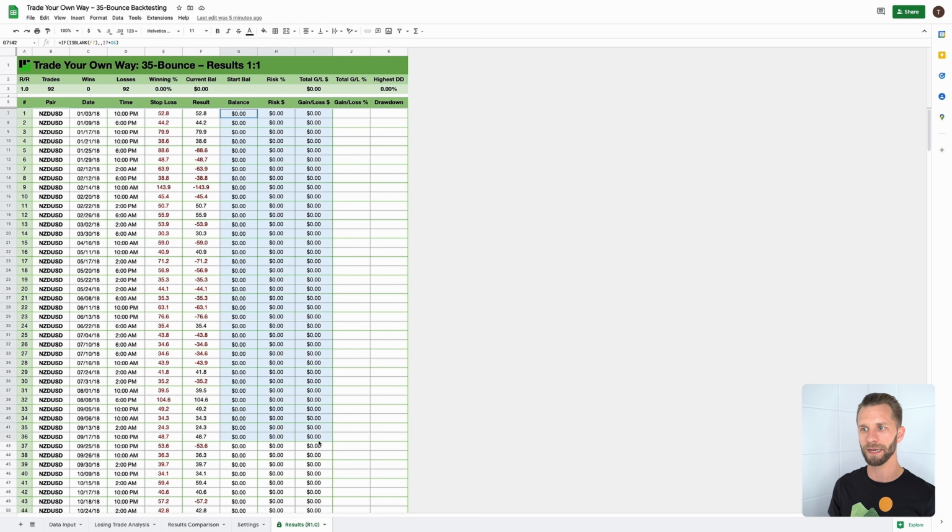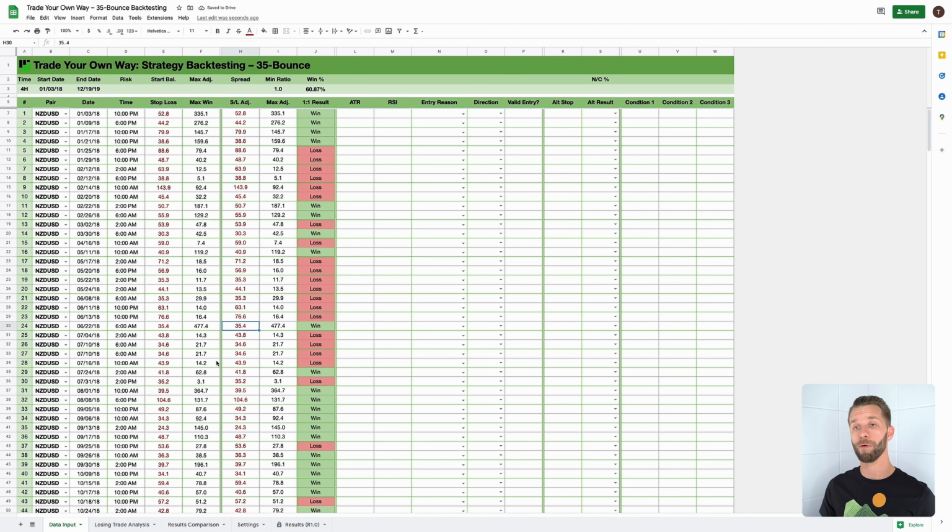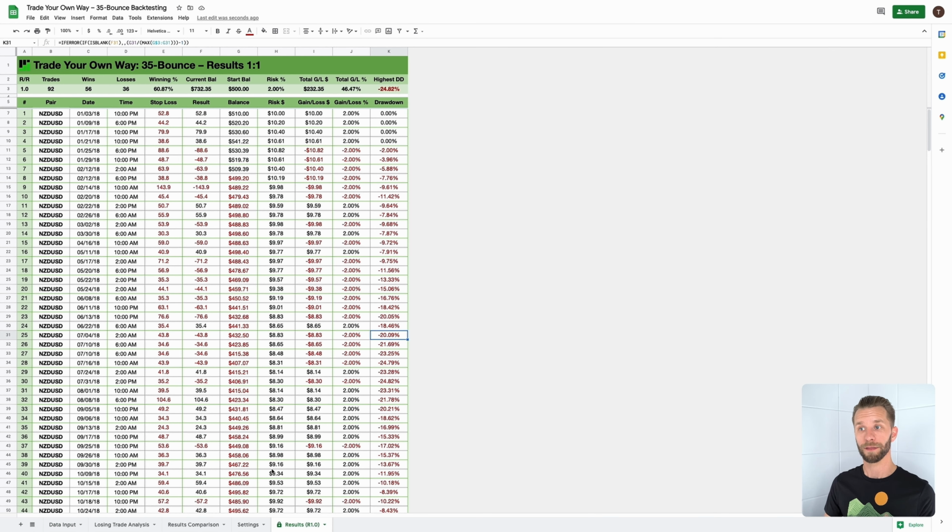And we can't actually see any difference happening here because we have no balance and therefore no risk and no gain and loss. So while it's calculating out our winning and losing trades, we need to tell it that we are trading with X amount of money and risking X amount per trade. So if we go back to our data input tab, we can see up here we've got a couple of empty areas, risk and start balance. So let's say we wanted to risk 2% per trade on this, and our starting balance was going to be $500.